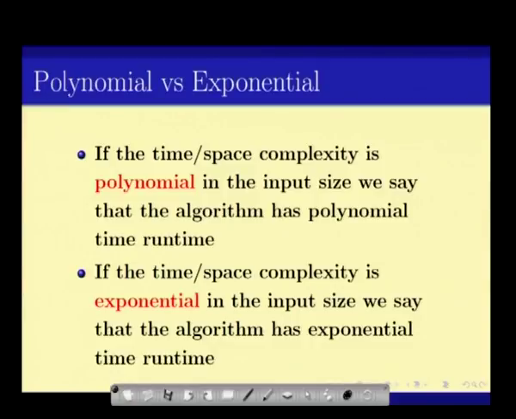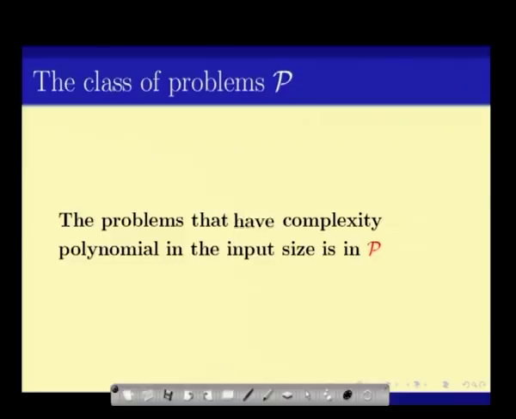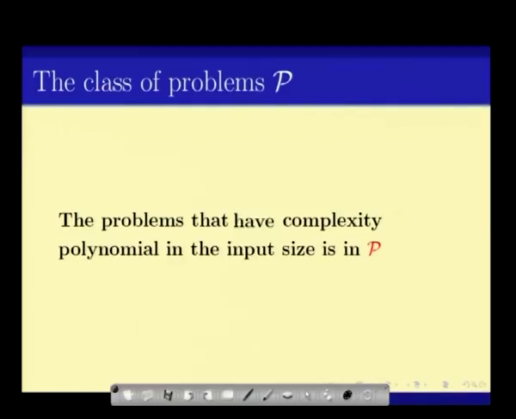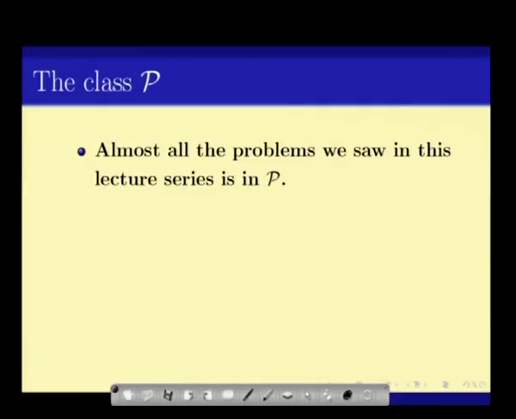Now, these polynomials are the set of problems for which the complexity is polynomial, and these are what we call tractable problems, problems that we believe can be solved easily. So, the class of problems which have complexity polynomial in the input size is called P, script P, the special curvy letter P. These are the set of what we say are easy problems, because a computer can solve them quickly. Now, almost all the problems that we have seen in this lecture series are in P.